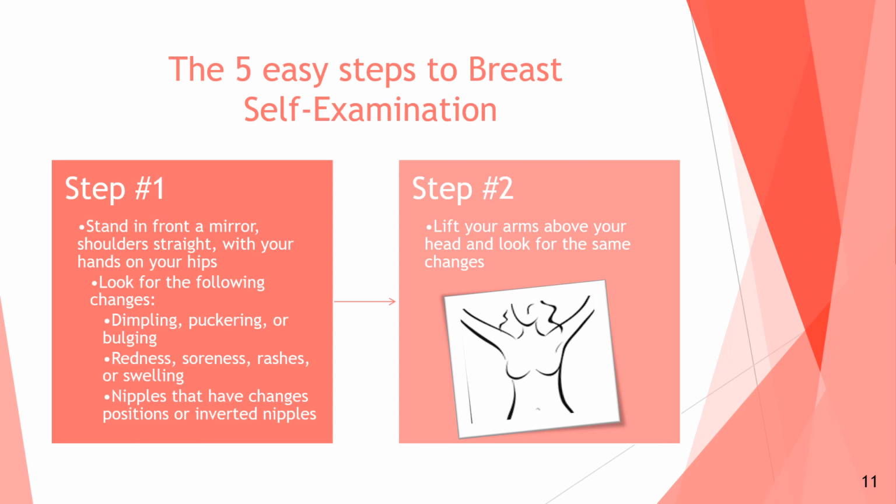You want to look for specific changes such as dimpling, puckering, or any bulging of the skin on the breast, as well as any redness, soreness, rashes, or swelling located on the breast. Look for any nipple changes, such as inverted nipples or change in position of the nipples. Step 2. You need to lift your arms straight above your head and examine your breast in the mirror for the same changes I mentioned.